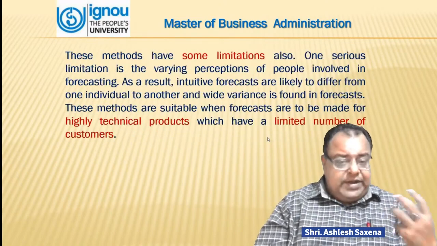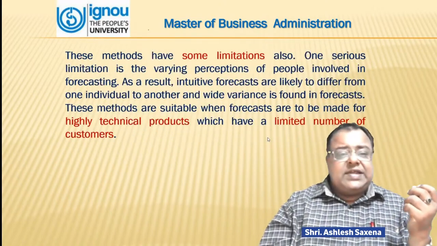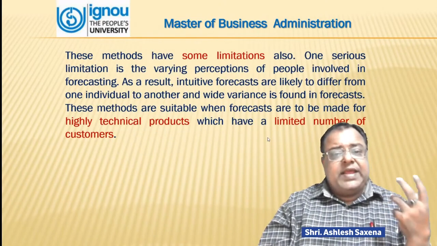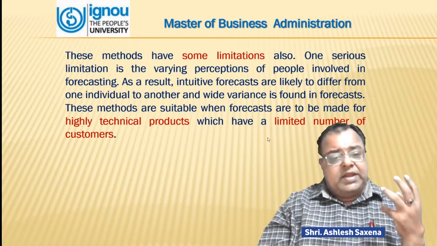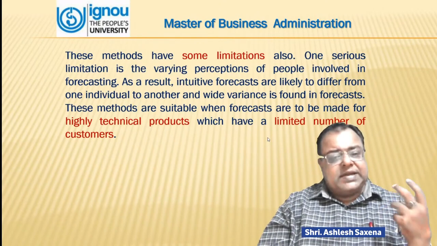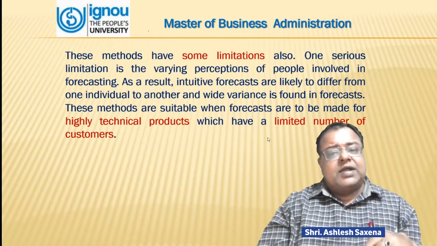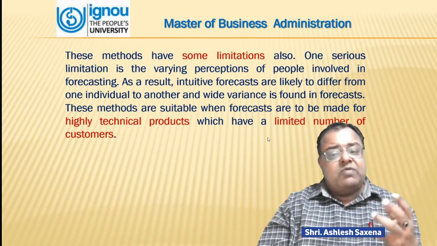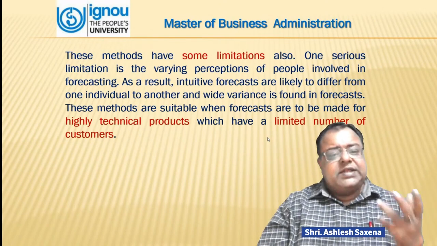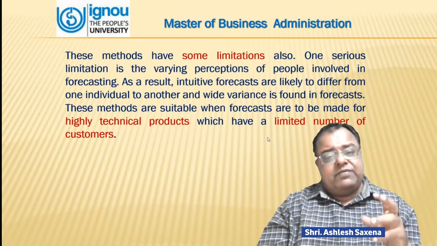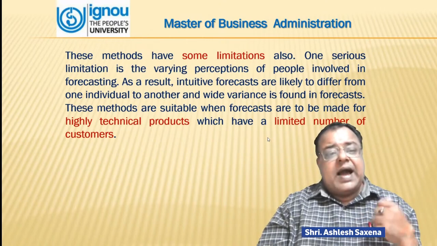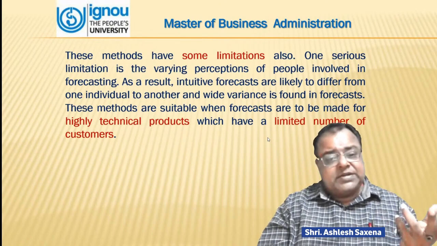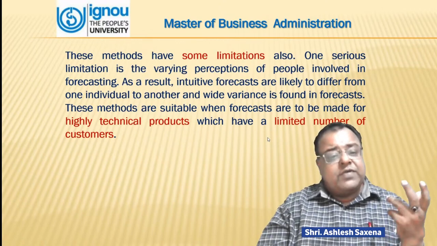These methods have some limitations also. One serious limitation is the varying perception of people involved in forecasting. As a result, intuitive forecasts are likely to differ from one individual to another, and wide variance is found in forecasts. These methods are suitable when forecasts are to be made for highly technical products which have a limited number of customers.